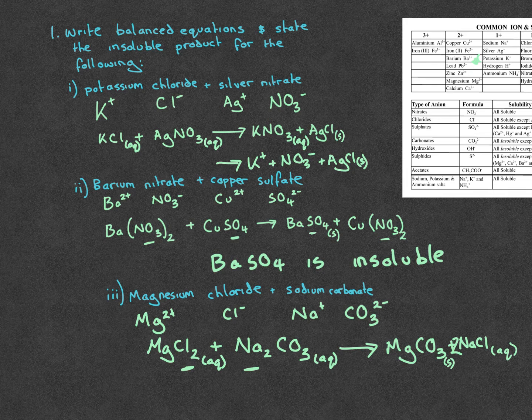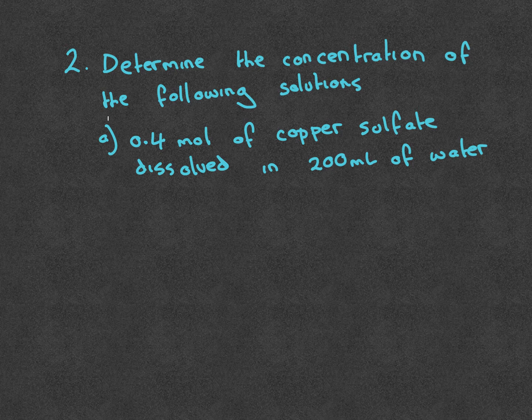So now what we're going to do is talk about some more calculations. The first one here says, let's determine the concentration of the following solutions. And this one says 0.4 moles of copper sulfate dissolved in 200 mils of water.